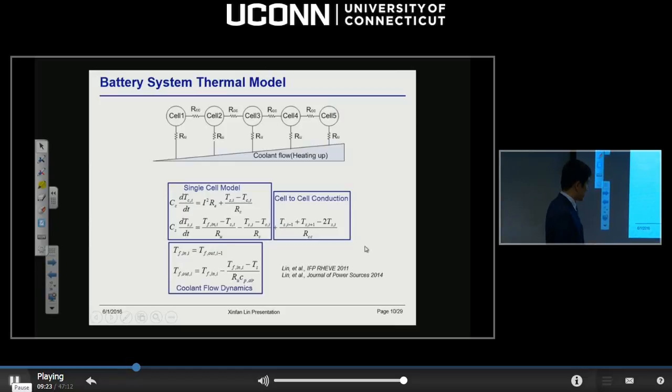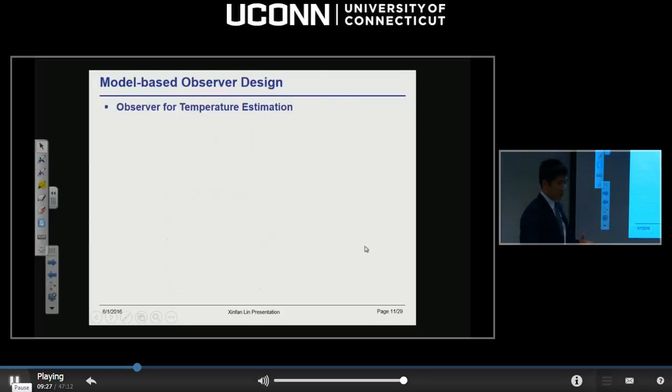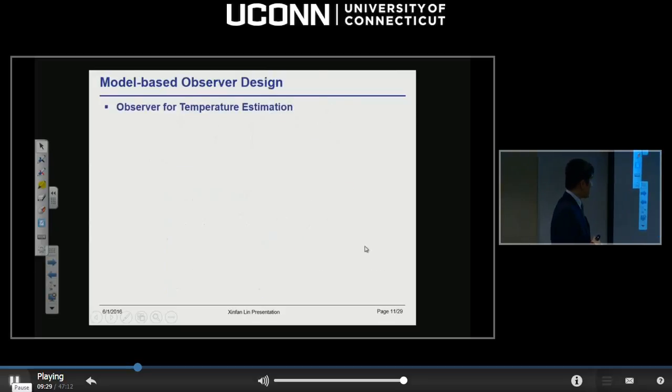And more details can be found in these two of my papers. So now I have the model. The final step is to design a model-based observer. I guess you can do a similar kind of thing for series parallel type configuration.